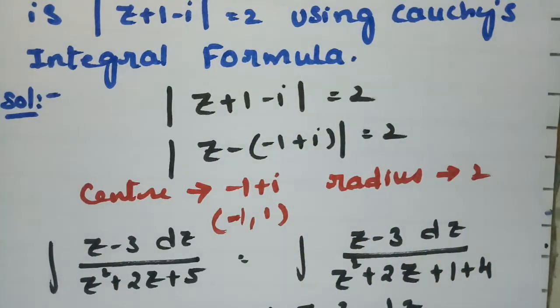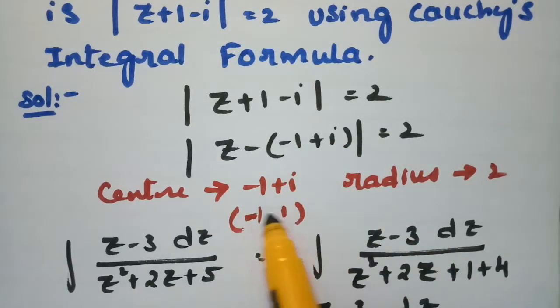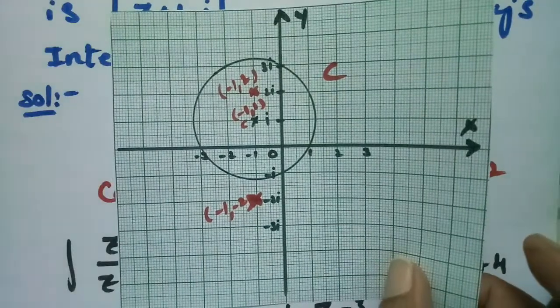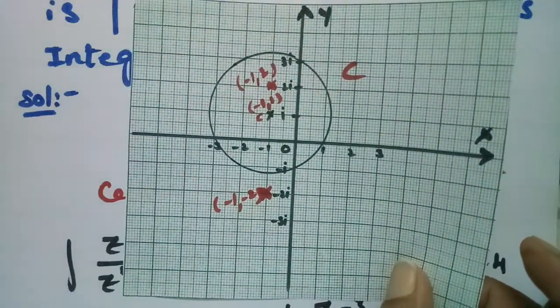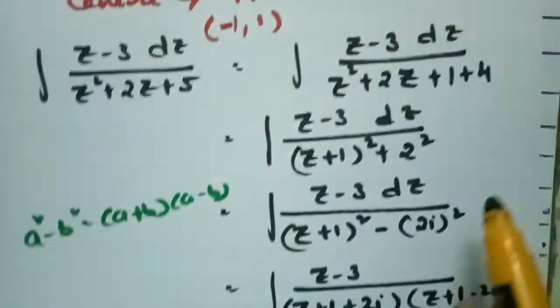First of all, what is given? The contour circle is given with center minus 1 comma 1 and radius 2. And this is the circle. And now we have to evaluate this integral after splitting.